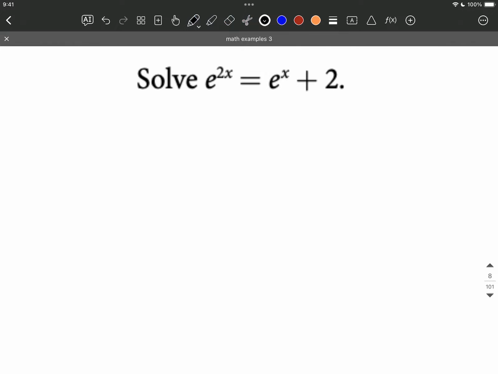So to get started here, what I'm going to do is go ahead and move everything to one side. So I'm going to move everything to the left-hand side, so we're going to keep the e to the 2x on that side. We'll subtract e to the x to move it over, and we'll subtract 2 as well.